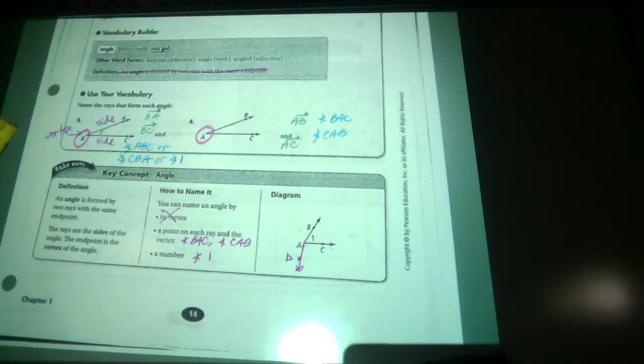So there's your number, that's what we're talking about there. So that would be angle 1. And a point on each ray and the vertex, that would be your angle BAC and your angle CAB. Questions on naming an angle? Easy pick, right? All right.